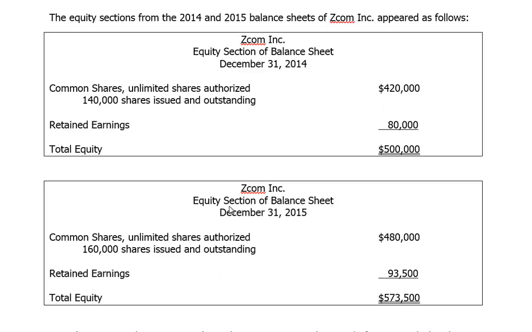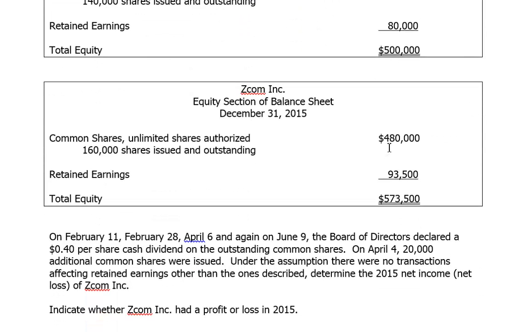Given this information in the equity section, you can see we started with common share equity of $420,000. That's the amount of money common shareholders gave us when we issued 140,000 shares from the date we began business to the end of 2014. Similarly, by the end of 2015, we had common share equity of $480,000 given to us from the shareholders who hold 160,000 shares. We also had retained earnings at the end of 2014 of $80,000, but now at the end of 2015, $93,500.